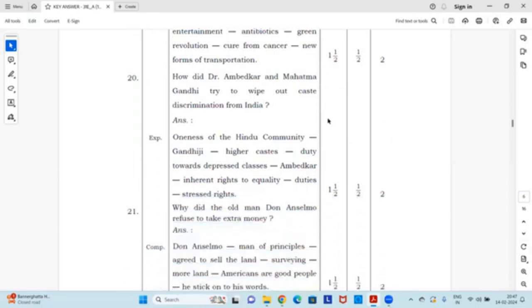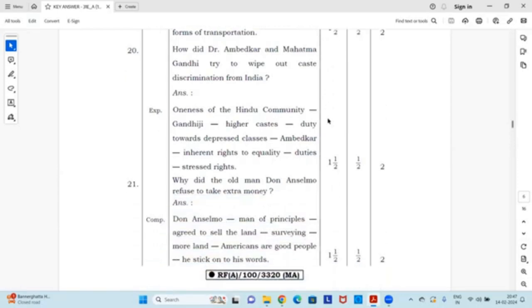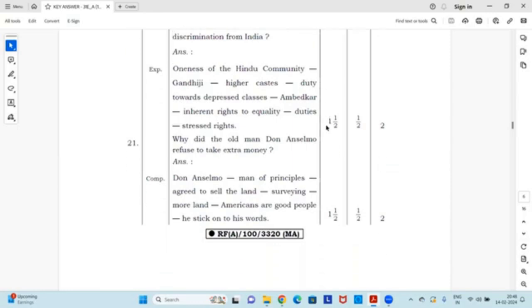Next, how did Dr. Ambedkar and Mahatma Gandhi try to wipe out caste discrimination from India? So the answer, again, the key points. Oneness of the Hindu community. Gandhiji said the higher castes' duty is towards the depressed classes, to help them. Ambedkar said that there are inherent rights to equality, with stress on rights. What rights do you have? You have the right to equality, you should know all these things. So these were the points given by Gandhiji and Ambedkar. They inculcated them in society, and this is how they tried to wipe out caste discrimination from India. So these are the key points. With the help of these points, you can develop your answer and write it.